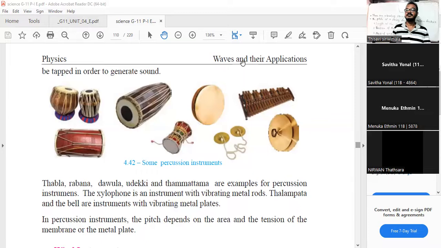So we do not do the categorization, but it also has two membranes.